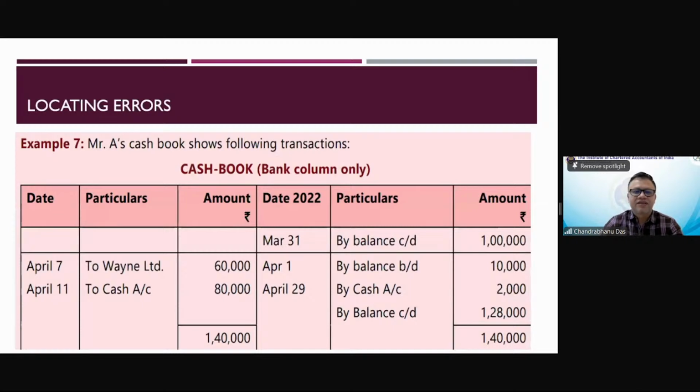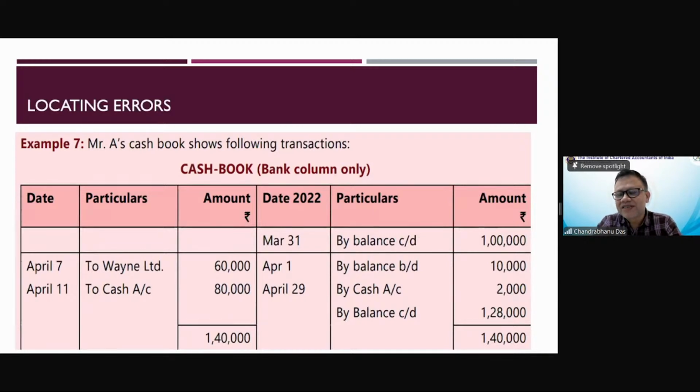The next part is showing the following transactions. It is showing Mr. A's cash book, and we are locating some errors. Sometimes what happens, and this is how companies also deal with it, is that everything is there, but still there is an error. Human error can happen.